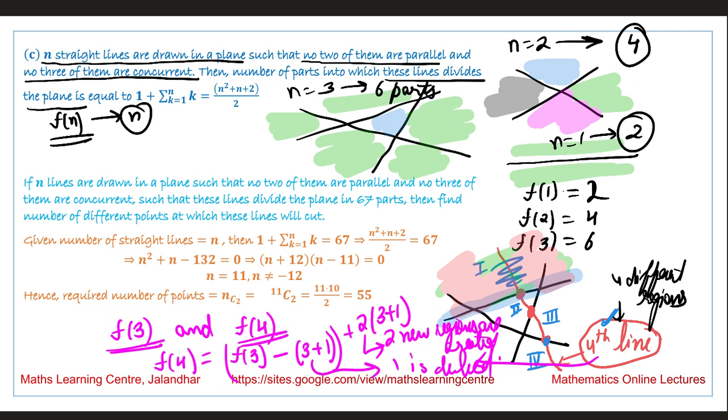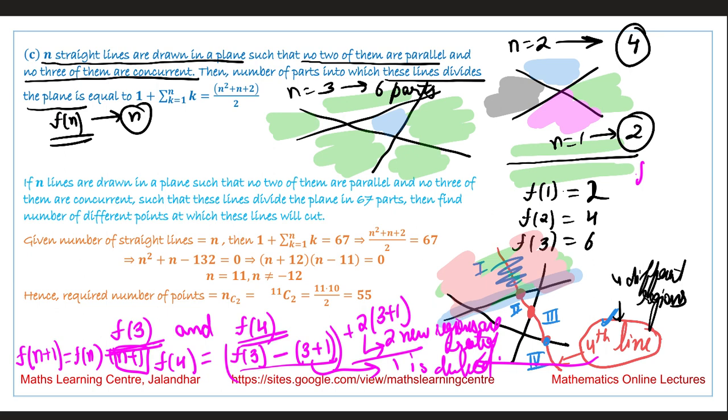So on solving this, we will obtain that, if I write the general value over here, suppose we have added the n plus 1 line, it is equal to f of n plus n plus 1. When you substitute this value over here, you will obtain n plus 1. So we have the recurrence relation over here.